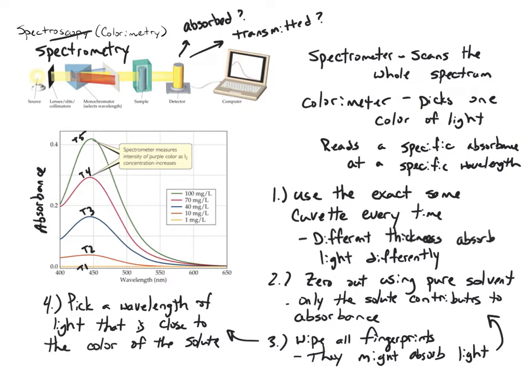Now a spectrometer eliminates the need to choose a specific color because it will scan the entire electromagnetic spectrum for you, at least in the visible range. But with a colorimeter, you have to choose a specific wavelength of light.